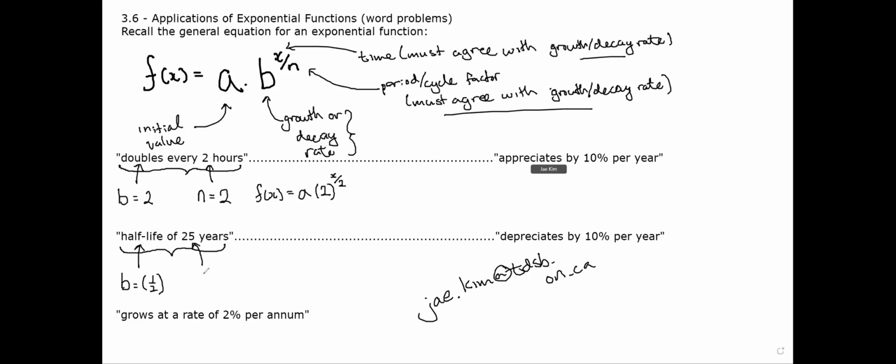A half-life of 25 years automatically tells me that whatever my exponent is must be divided by 25 to make sense of the question. So again, if this was a question given to me, I don't know how much radioactive material I'm starting with, but my base is half.